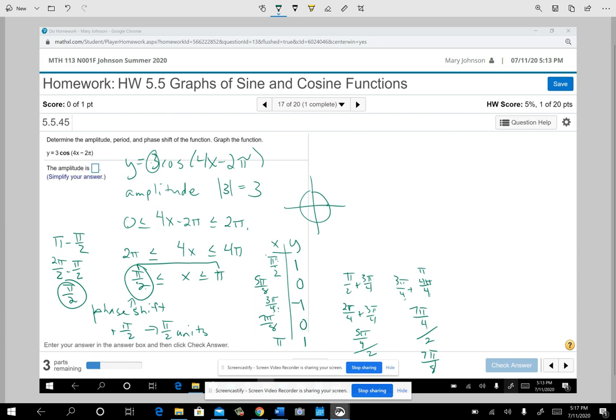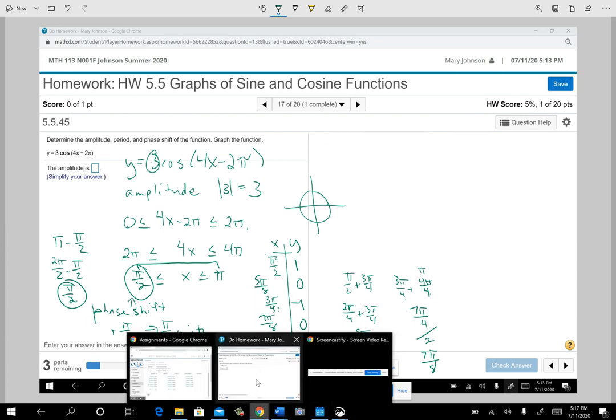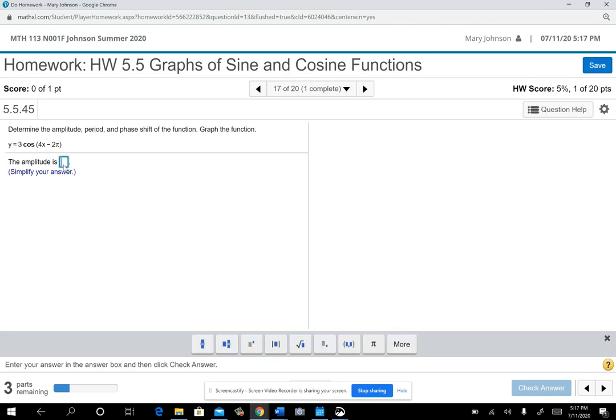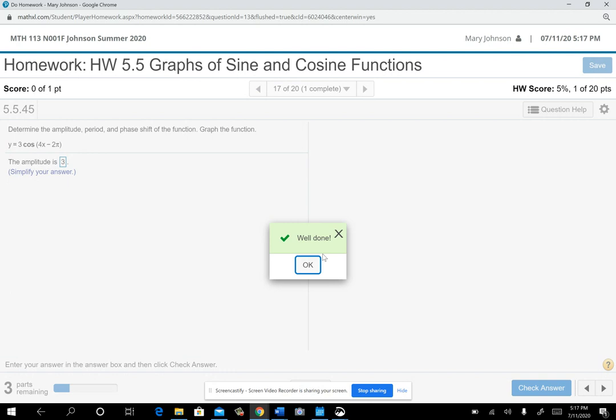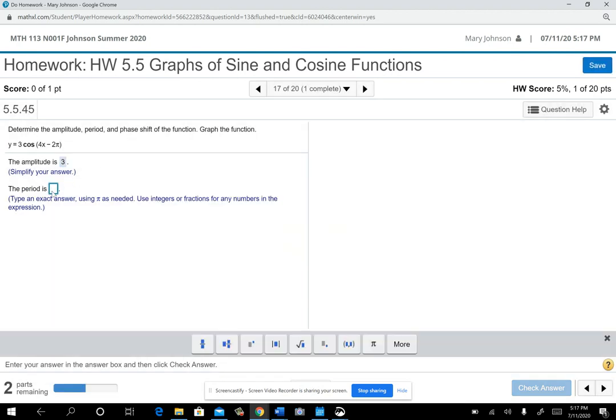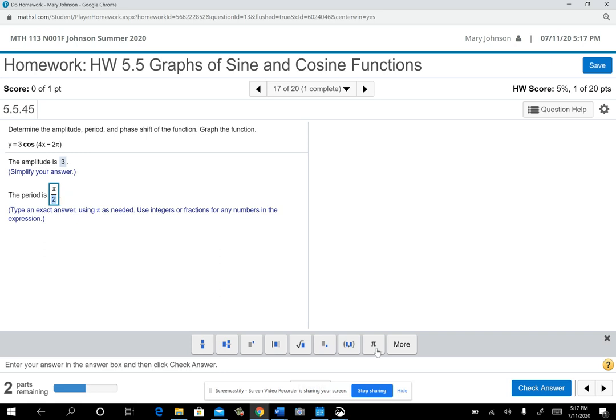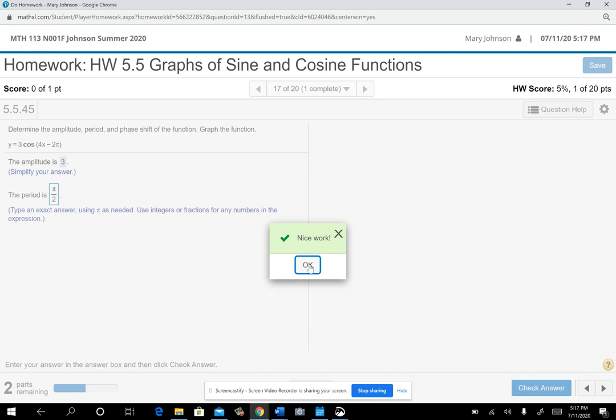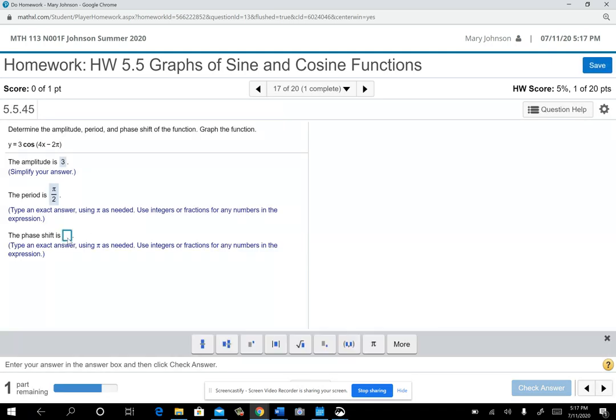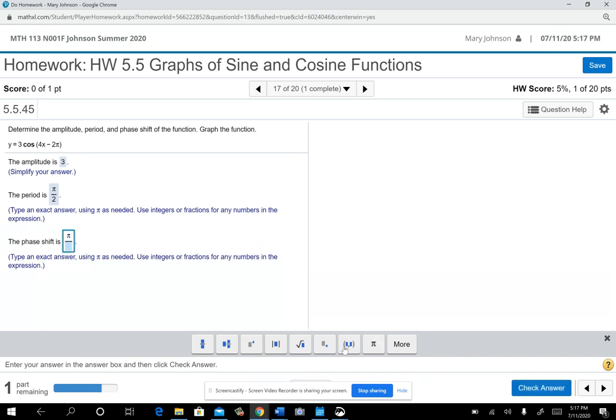All right, so we're going to go back and do the actual value. So the amplitude is 3. Okay. The period is pi over 2. And at this part, I can enter that. And I can just use the regular divided sign on the keyboard, little slash to do it. Okay, and then the phase shift was also pi over 2.